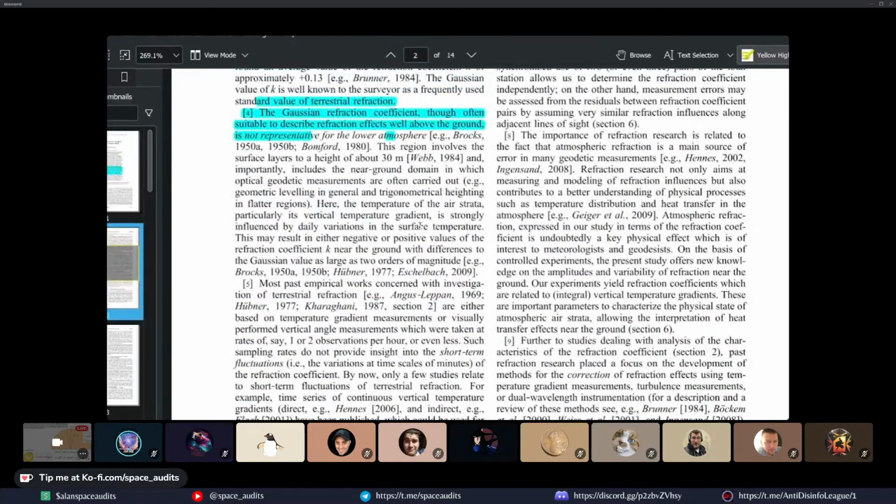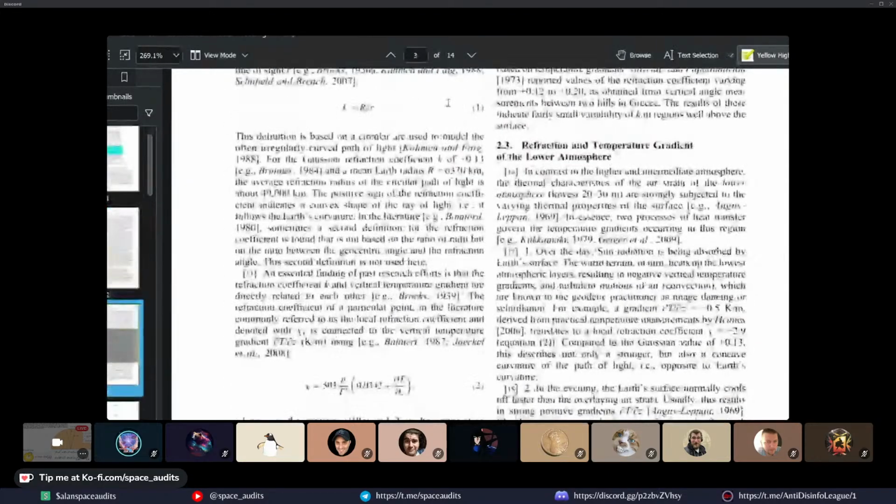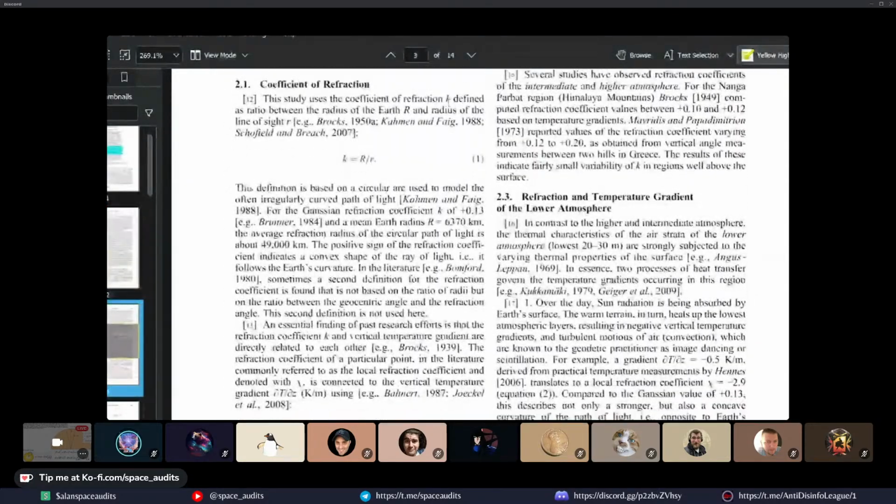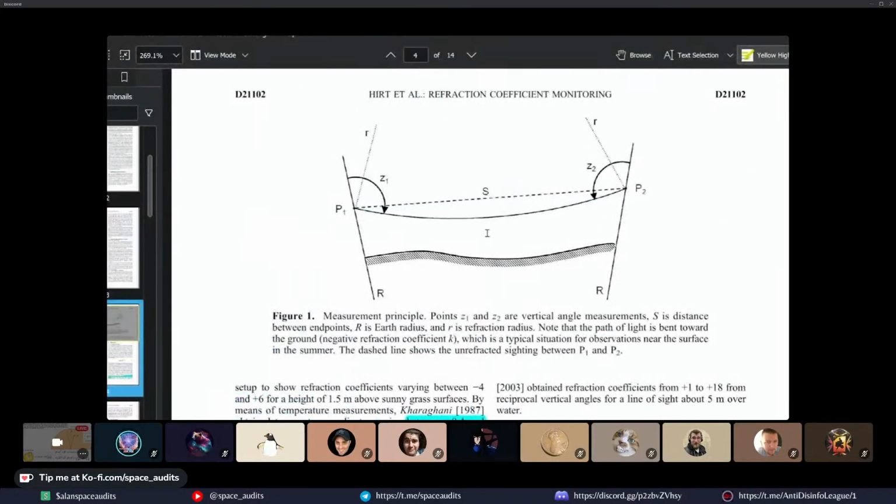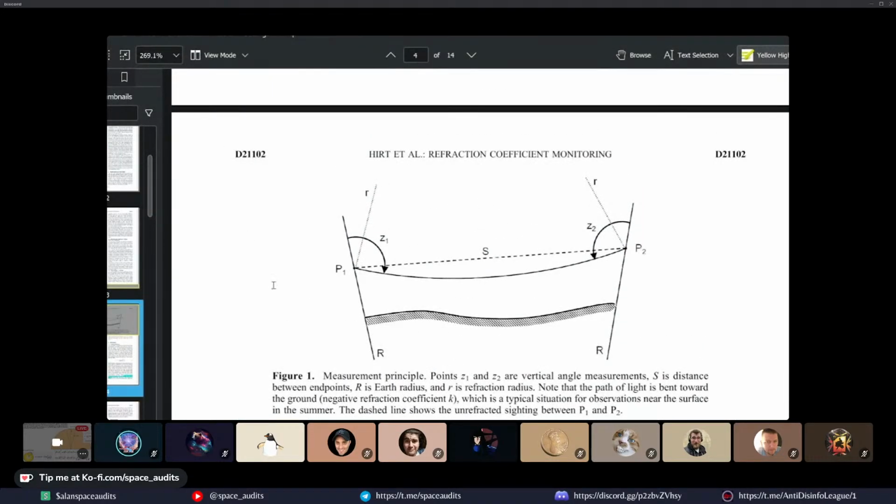So when they say that they apply the standard refraction, the Gaussian refraction coefficient, often suitable to describe refraction effects well above the ground, it is definitely not representative for effects of the lower atmosphere, i.e., where everyone does their reciprocal zenith angle measurements. That's where it's not fit. So absolutely hilarious to learn that when they do this, they have this refraction coefficient that screws up their measurement of what is supposed to be a minute enough measurement to tell us the shape of the world.